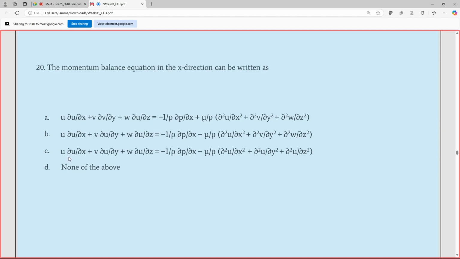Option C, u times dou u by dou x plus v times dou u by dou y plus w times dou u by dou z is equal to minus 1 by rho dou p by dou x plus mu by rho dou square u by dou x square plus dou square u by dou y square plus dou square u by dou z square. Option D, none of the above. The question is on the x direction momentum equation. Which among the following represents the momentum equation in x direction?